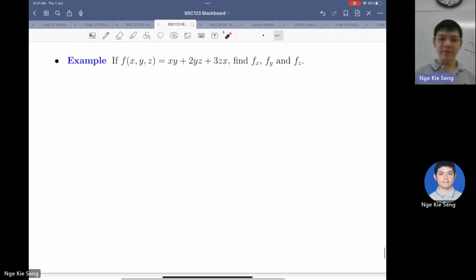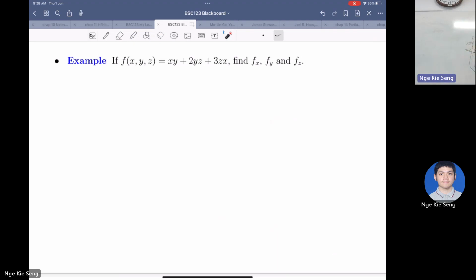So this is some extension. You want to do this or we can skip this? Do this. Okay, try. Just extend to the 3 variables and then compute. What is fx, fy, fz?